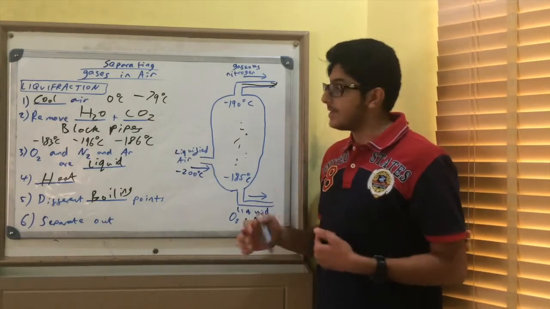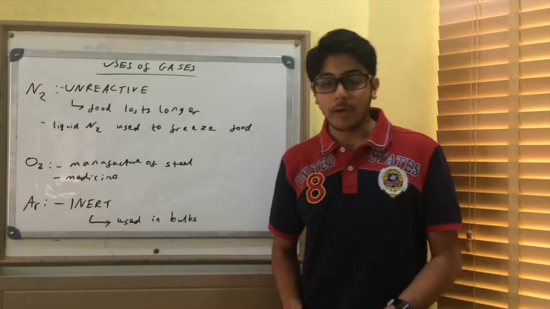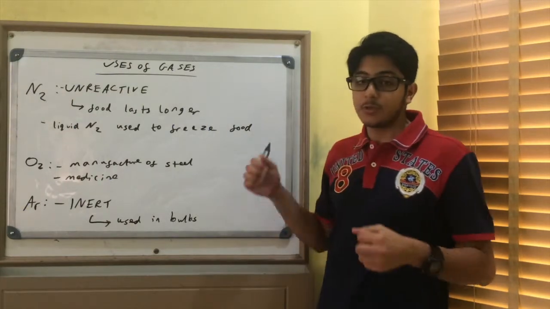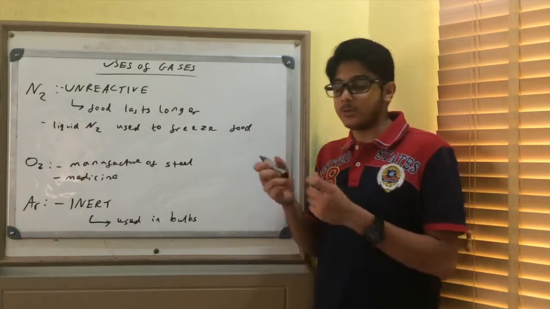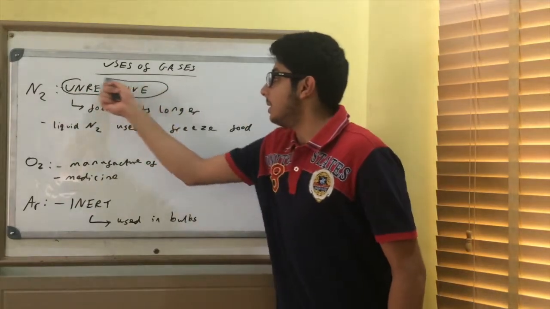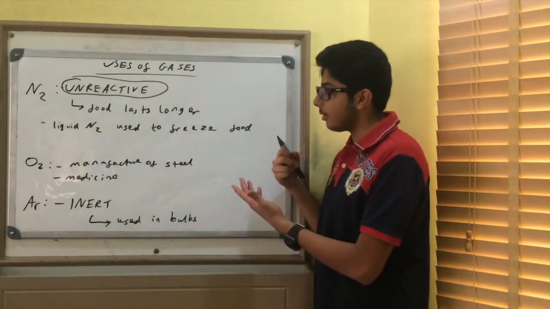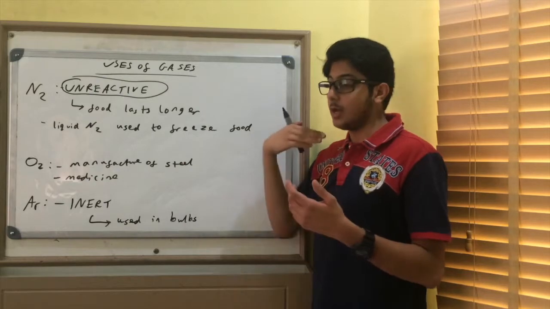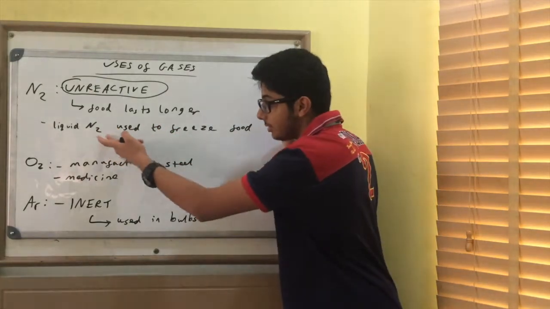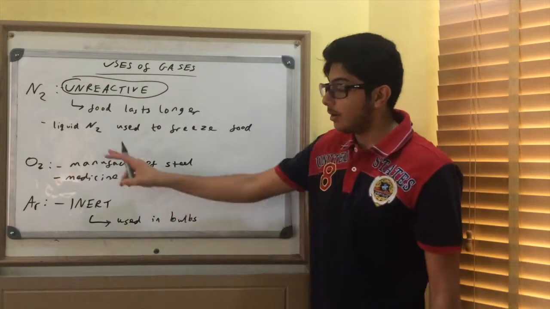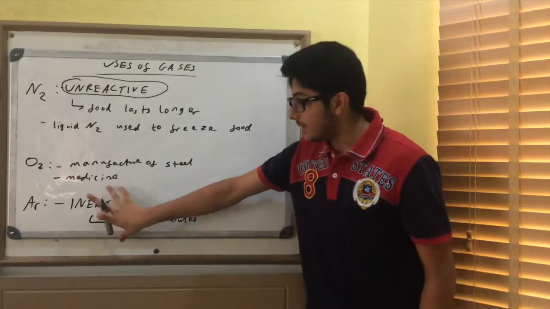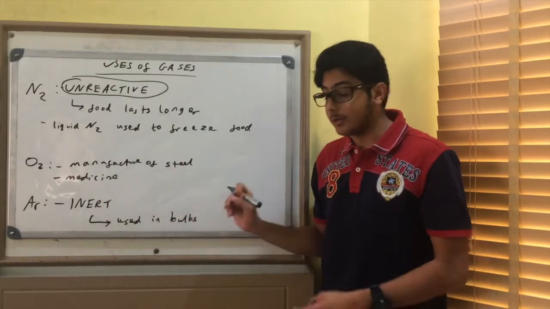Now we're going to look at the uses of these gases. Okay, so you don't necessarily need to know all these uses, but it's useful to have an idea of what they can be used for. Now, nitrogen is very unreactive. You should know this. And so it's useful for making food last longer. You package the food with the nitrogen so it doesn't react with anything and so it lasts longer. We can also use liquid nitrogen to freeze food, and oxygen is used in the manufacture of steel and medicine. Here's the important thing, which they might ask you about in your exam.